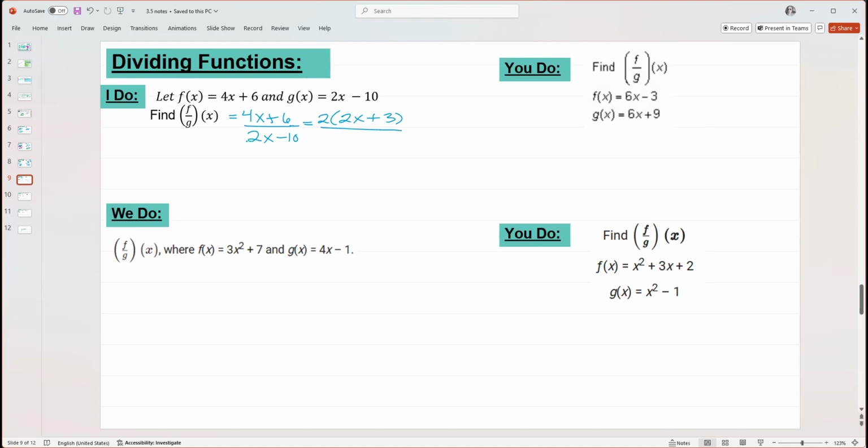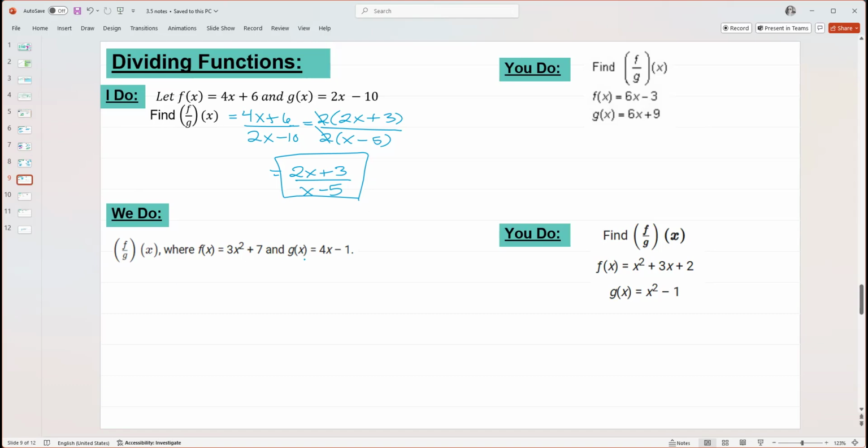And then on the bottom, it looks like I can take out a 2 again. And I'm left over with x minus 5, because 10 divided by 2 is 5. Okay. The only thing we can do is cancel out those 2's because they equal 1. So that is your answer: 2x plus 3 over x minus 5. That's as simplified as it gets. Not so bad. And that's just greatest common factor.